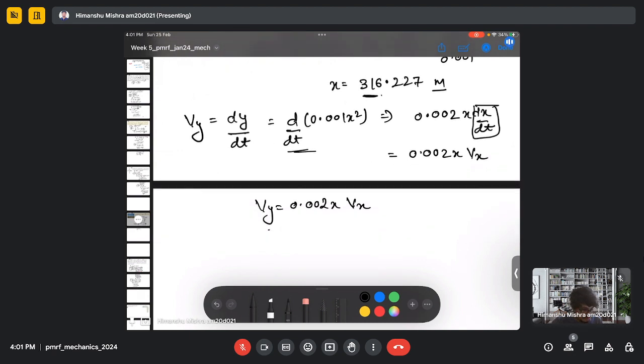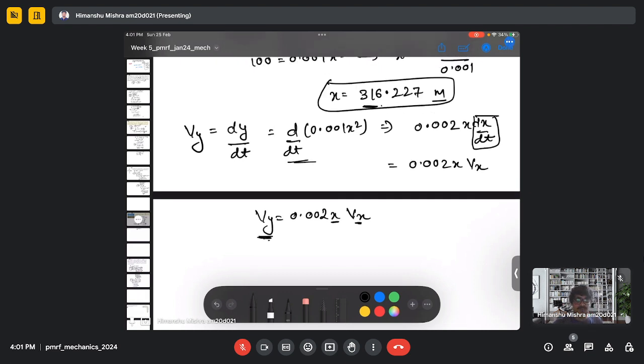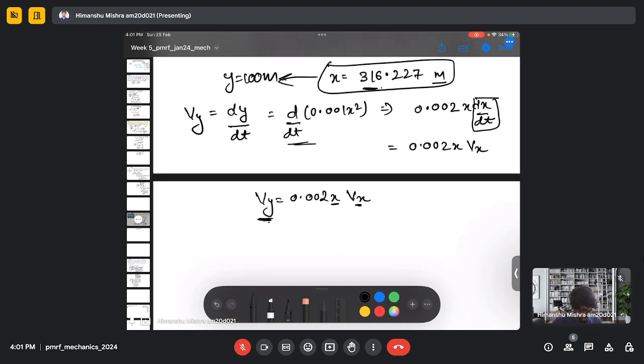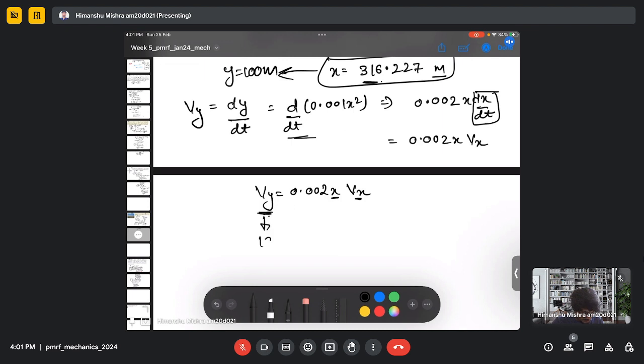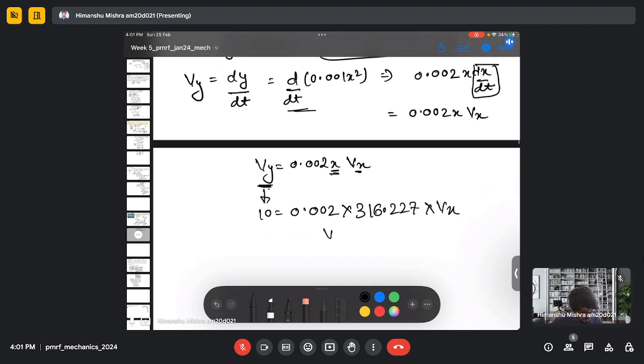Now we know vy, which is constant and 10 meter per second, and we can calculate vx at x equals 316, because this is the value of x at y equals 100 meter. So my vy is 10 equals 0.002 multiplied by x, which is 316.227, multiplied by vx. So vx will be 10 divided by 0.002 times 316.227.